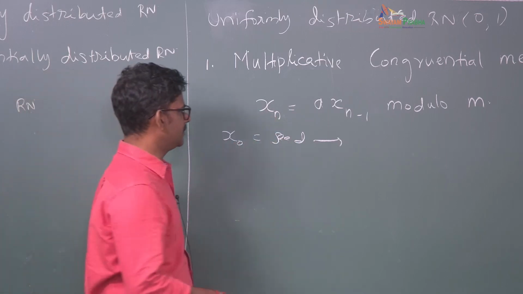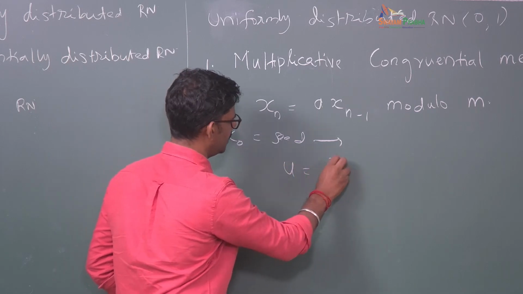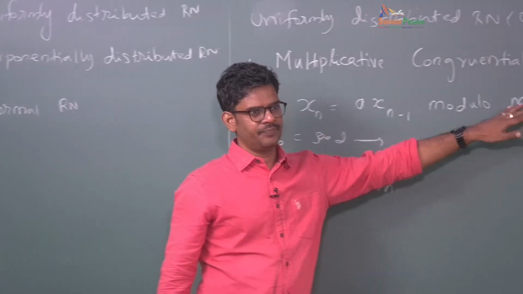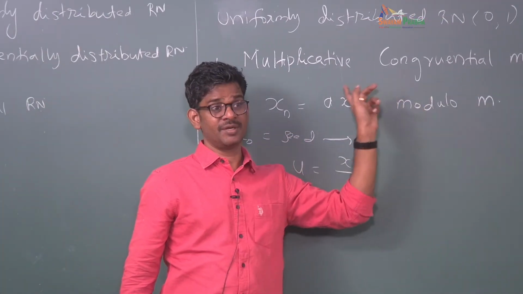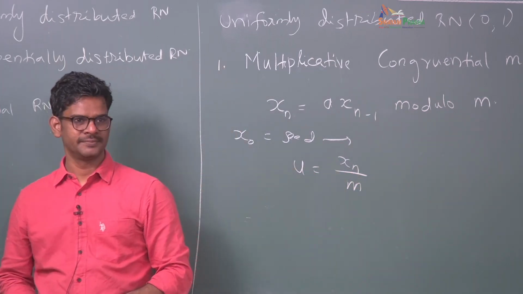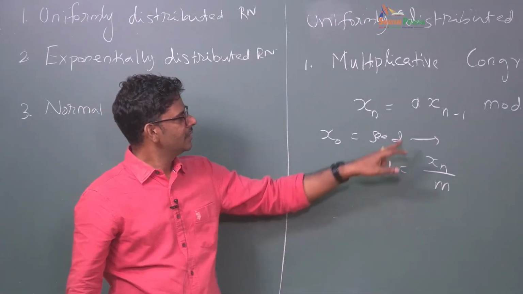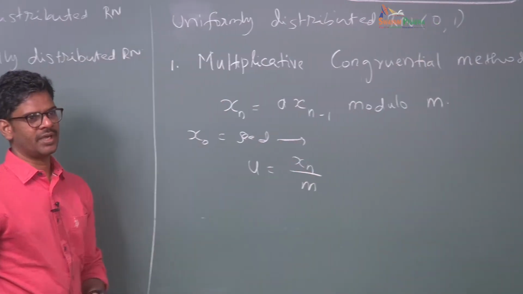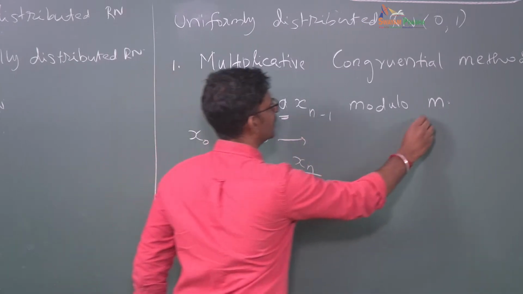Okay. Then after this operation, we say u is x_n by m. After this operation is done, the x_n value that you get will always be less than m, because it's a remainder. And when you take x_n by m, this number will always be less than 1. So thereby the value of u here will distribute equally between the range 0 to 1. Okay. Now the question is, how do we choose these numbers a and m?